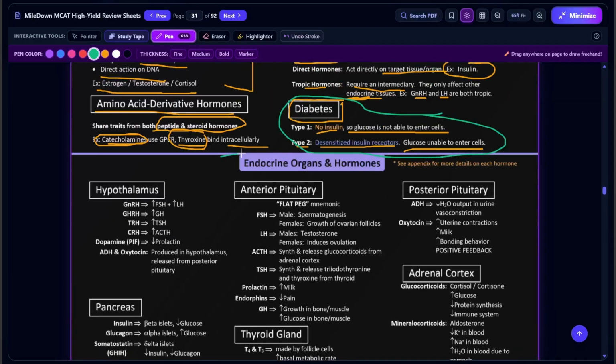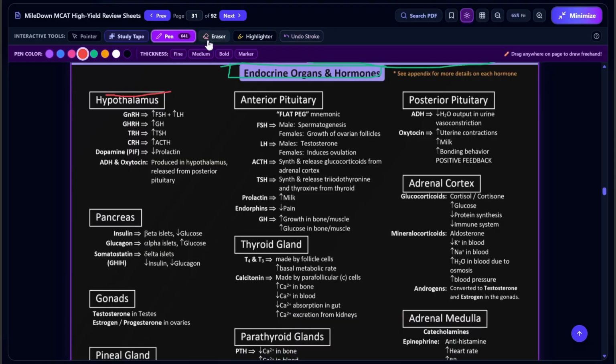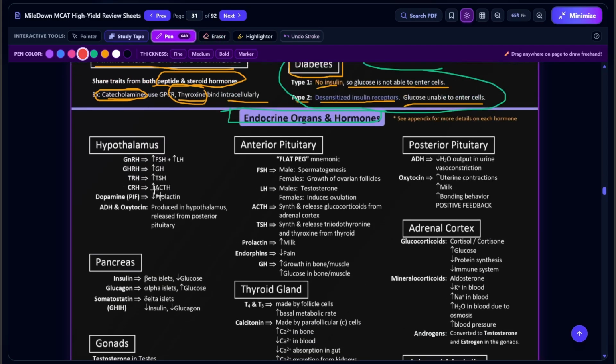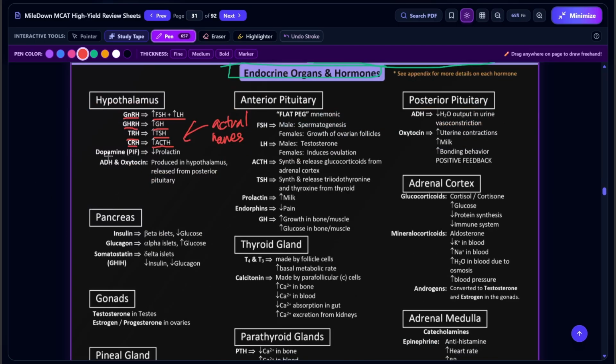Okay, so endocrine organs and hormones. For endocrine organs and hormones, you have your hypothalamus. I've talked about the hypothalamus being part of your brain, and it can release GnRH, and as we saw in the menstrual cycle, it increases FSH and LH. GHRH increases GH. TRH increases TSH. It's like thyroid releasing hormone, thyroid stimulating hormone, growth hormone. CRH increases ACTH. You want to know the actual names, by the way. That will help on the test. Dopamine, PIF, decreases prolactin. ADH and oxytocin are produced in the hypothalamus, released from the posterior pituitary.